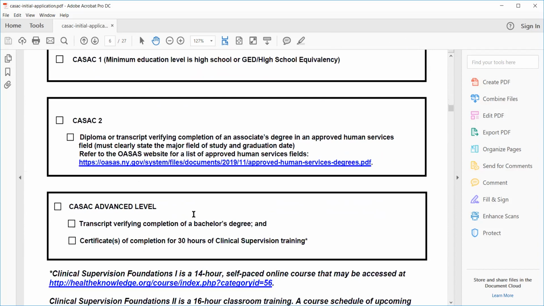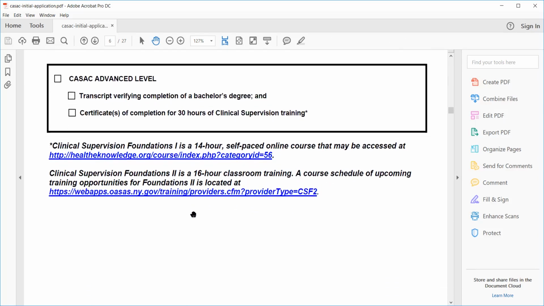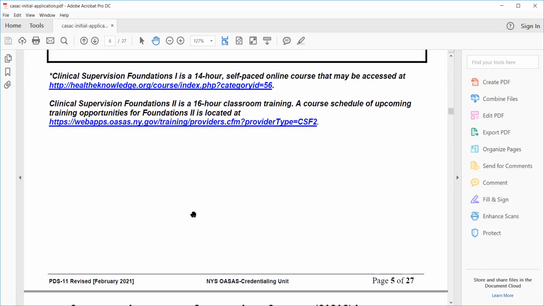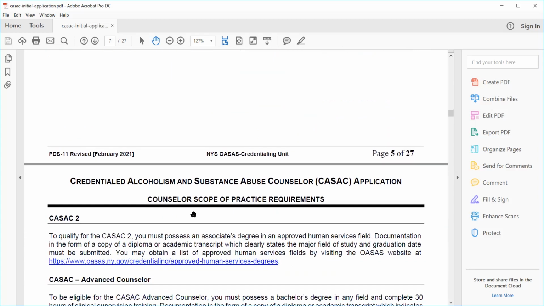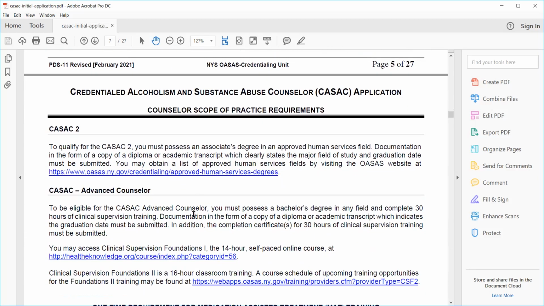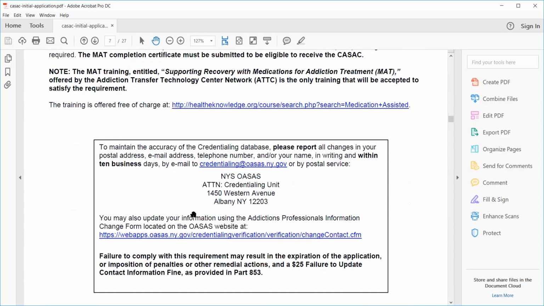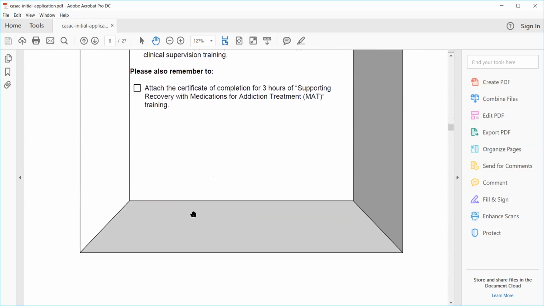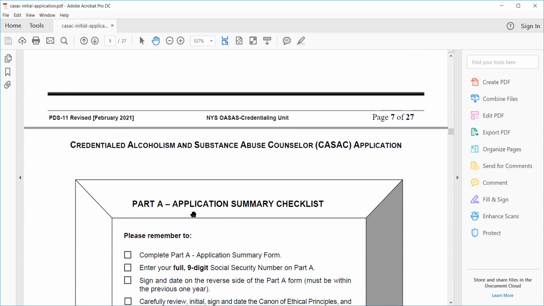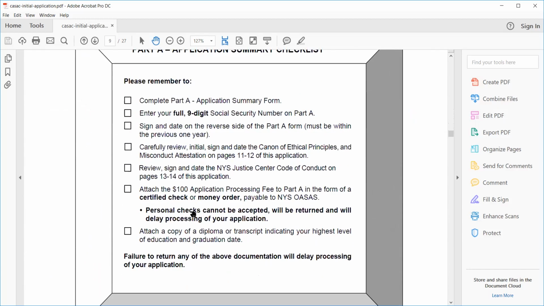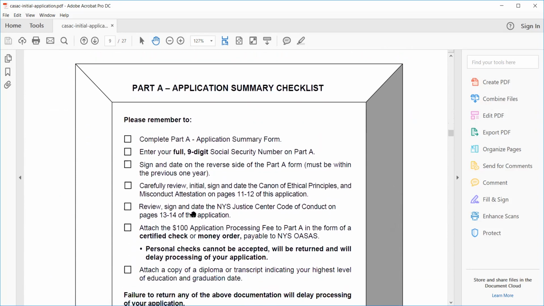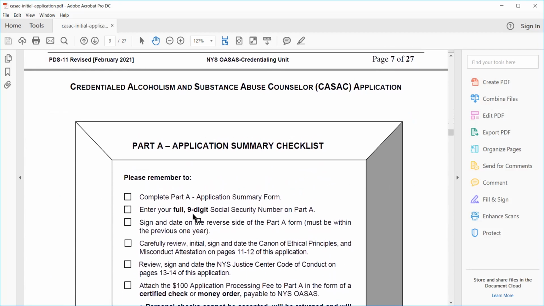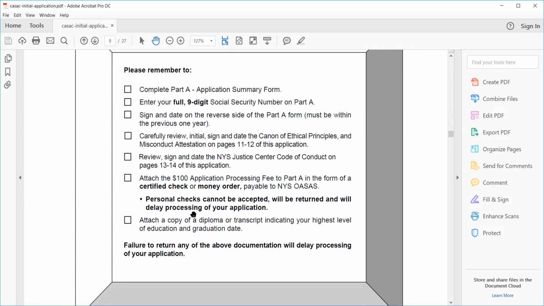Okay, so now we go down. These are the different levels I was talking about before. At this point, you don't need to worry about those. So I'm going to bring us down a little bit here and get to the actual application. These are good, where they have the application summary checklist for each part.